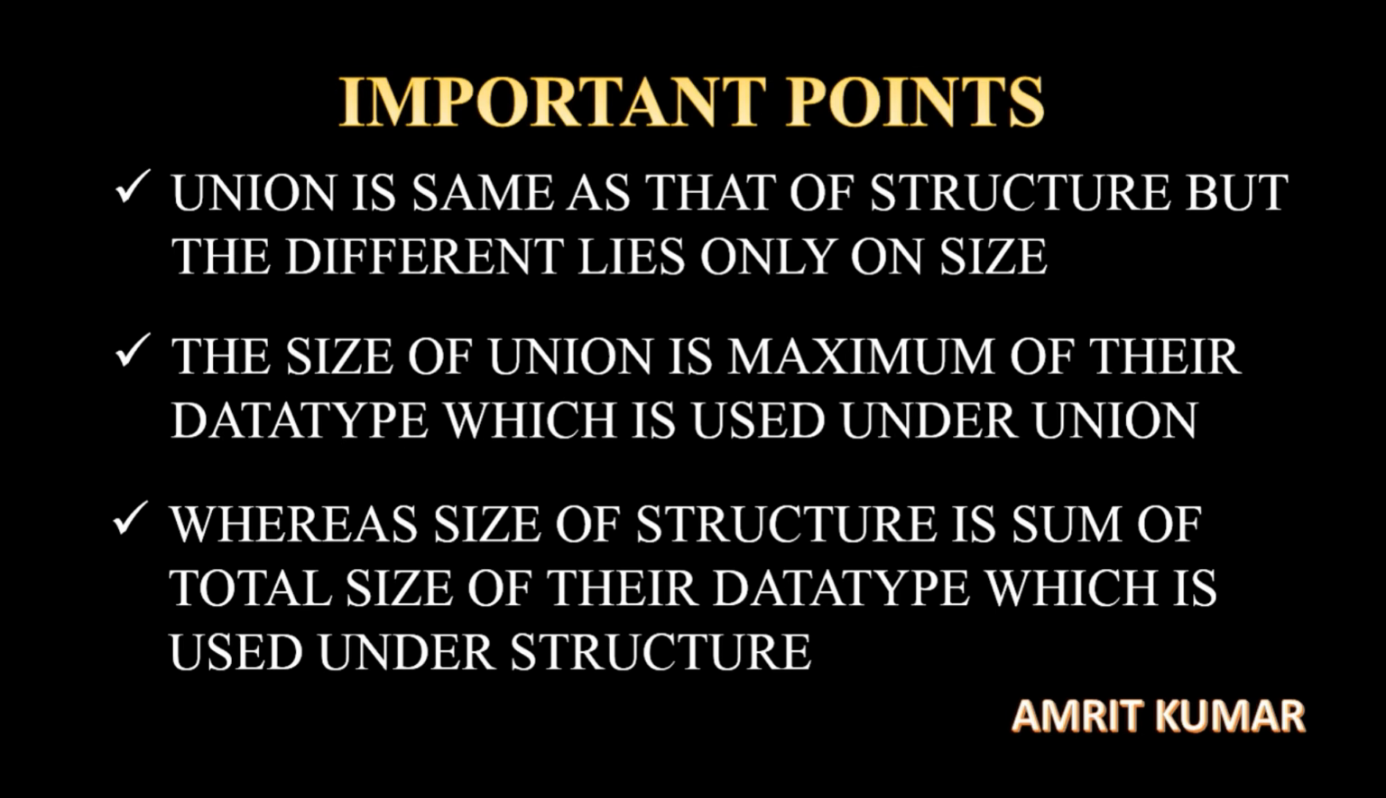But when you come to the concept of the union, you will find that the union size is the maximum of its data types. So suppose you are using a union and in that union you are using 3 primitive data types like integer, float and double, then the size of the union is going to be the maximum size of those data types. It means it will carry the size of double, which is 8 byte in 64-bit. So this is the concept. Both things are the same.